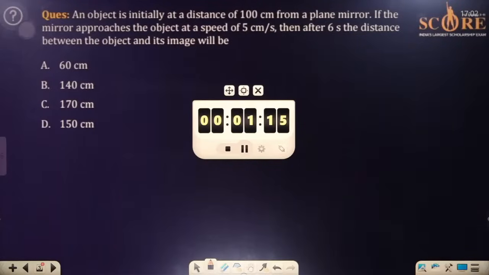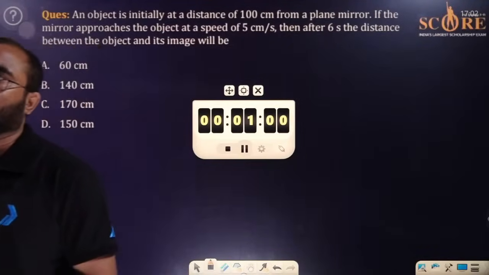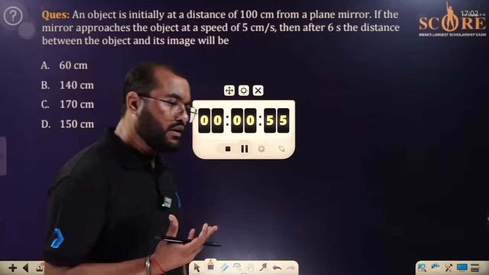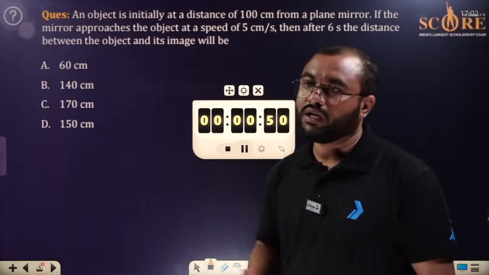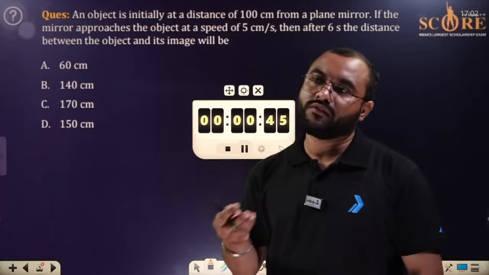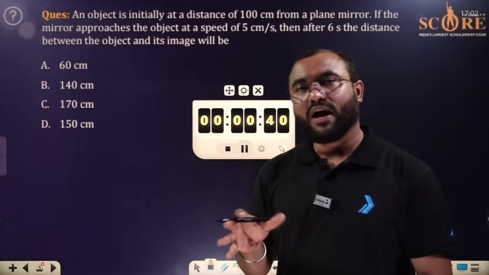It is a very easy question, people. You don't require much information related to mirrors and image formation. There is only one point you require: this question is all about the plane mirror. The distance between the object and the mirror will be the same as the distance between the mirror and the image.